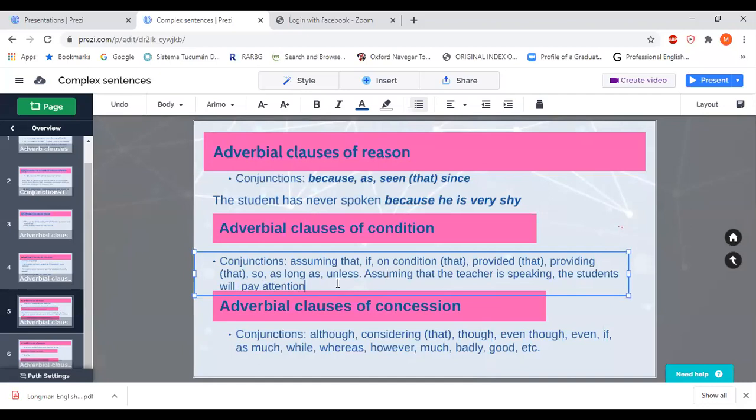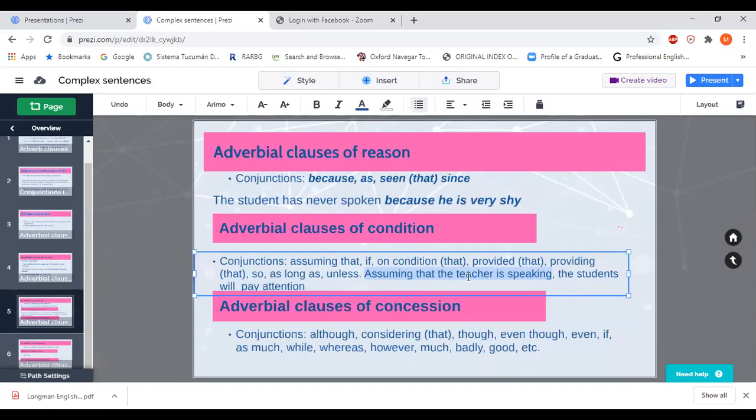Do you understand? So, as we said before, the students will pay attention. This is called the result. And in complex sentence terms, this is the main clause. Okay, it's the important clause, the one that can survive if we, let's say, dismiss the first part, okay? And this first part, assuming that the teacher is speaking, this is the condition. And in complex sentence terminology, this is the subordinate clause, okay?